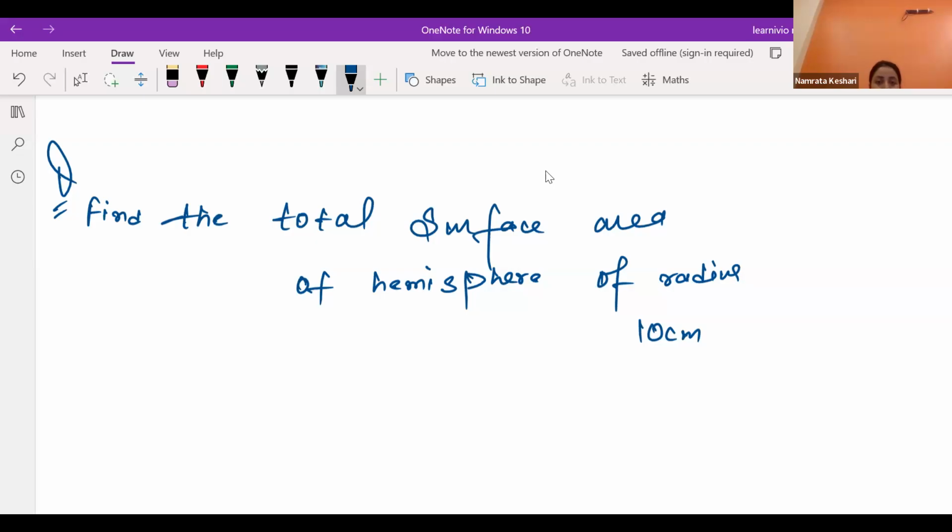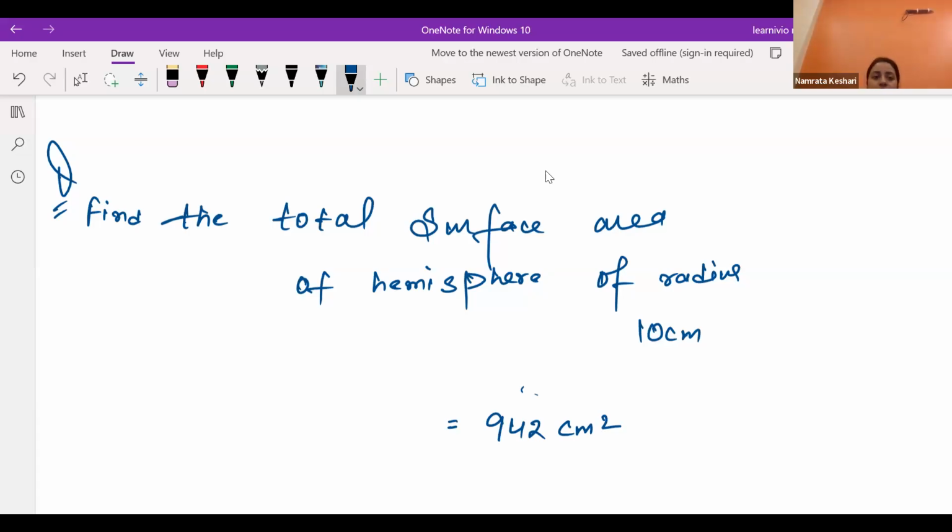Ma'am, I'm getting 942 centimeters square. Okay, can you please repeat, Afrin? 942 centimeters square. Yes, everyone getting the same. Are you getting the same? I am getting 942.86 approx. Yes, Afrin, you also said 0.86.